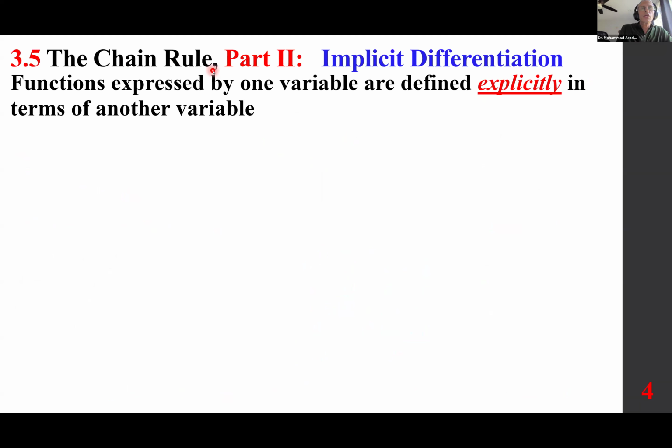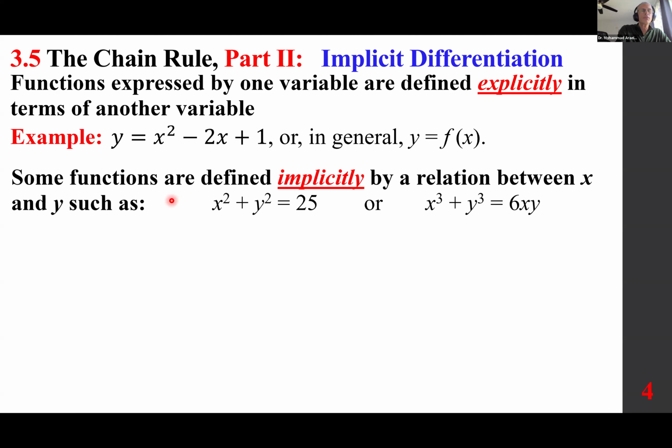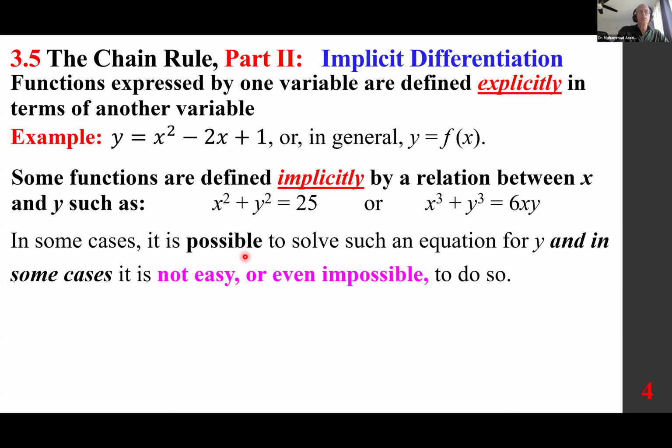And now, the chain rule, part 2, implicit differentiation. Functions expressed by one variable are defined explicitly in terms of another variable. y equals x squared minus 2x plus 1 is an example of that. In general, y equals f of x. Some functions are defined implicitly by a relation between x and y, such as x squared plus y squared equals 25, or x cubed plus y cubed equals 6xy. In some cases, it is possible to solve such an equation for y, and in some cases, it is not easy or even impossible to do so.